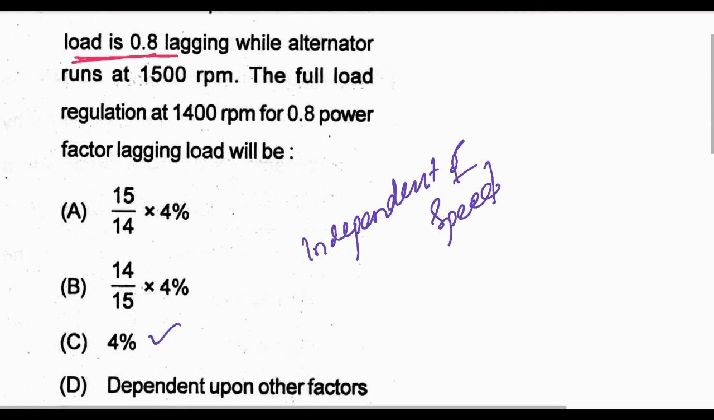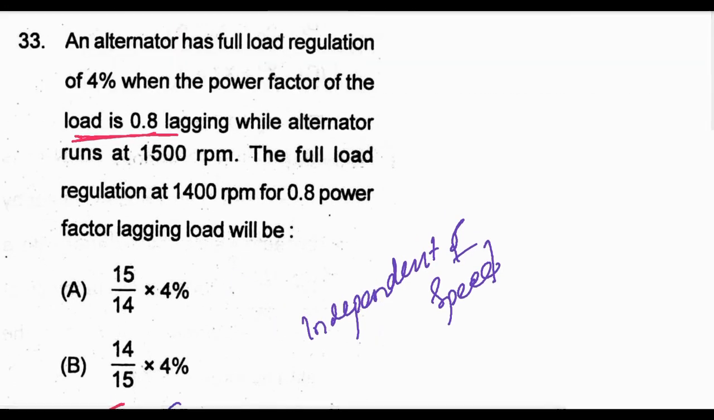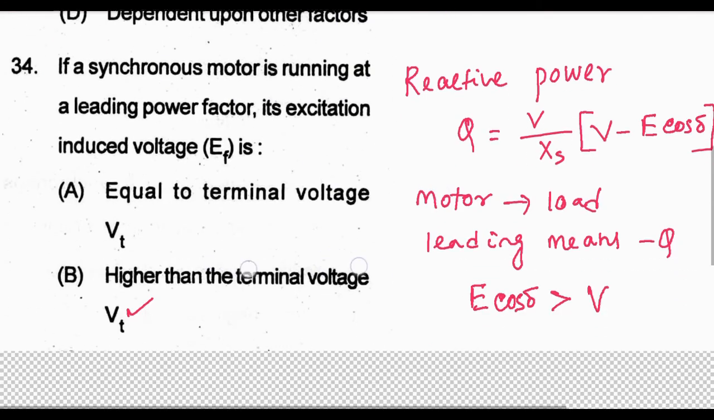So in case of alternator, voltage regulation does not depend upon the speed, because in case of alternator changing of speed is not possible. So this will remain constant, that means 4%. Next one is 34.